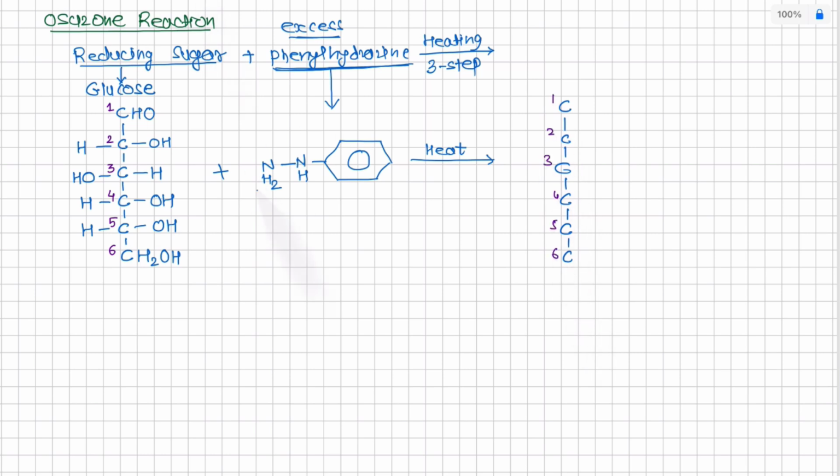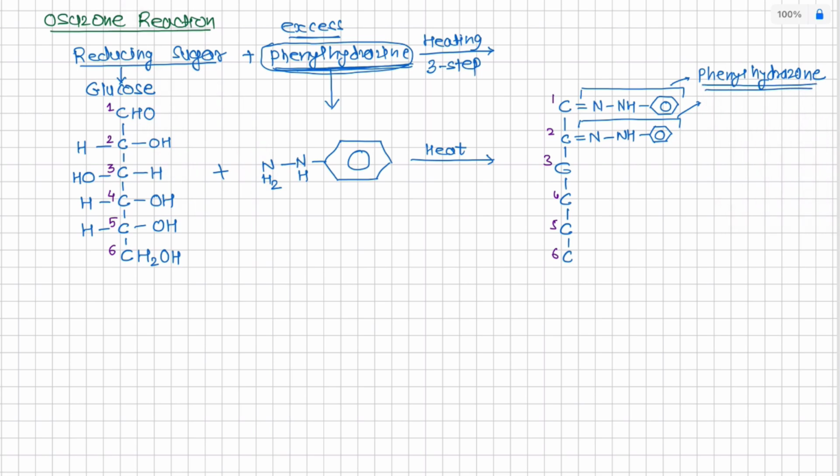Now here, phenylhydrazine reacts with carbon number 1 and 2 to form phenylhydrazone derivatives, that is C double bond N, NH, benzene ring. Similarly with the second carbon also. Remember, this attached group is phenylhydrazone, not phenylhydrazine. Phenylhydrazine is the chemical which originally reacts with the reducing sugar, whereas phenylhydrazone is the group attached to carbon 1 and 2. And the remaining carbon configuration is unchanged. So let's write it down as it was in the original glucose molecule. This complete structure is the osazone of glucose.